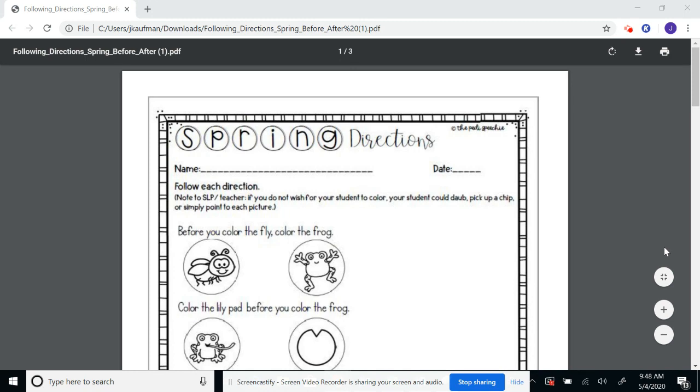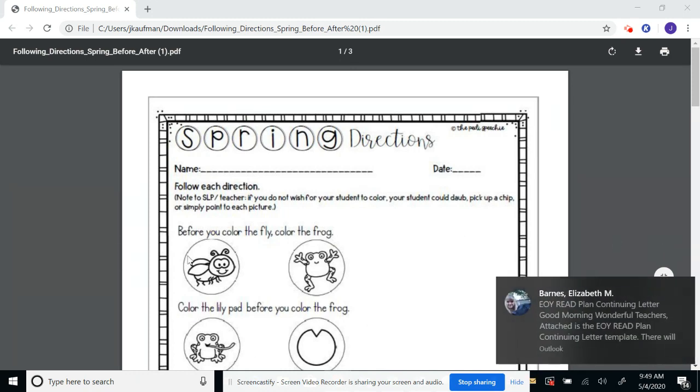So when we're talking about the word before, that just means that it's the first thing that you need to do. You need to do the direction before you do something else. You need to do it first. And then after means it's the last thing that you do. So that's an easy way to remember. Before means first, after means last or next.